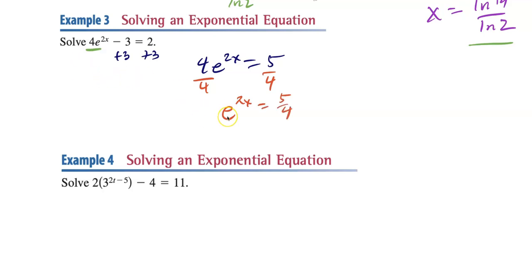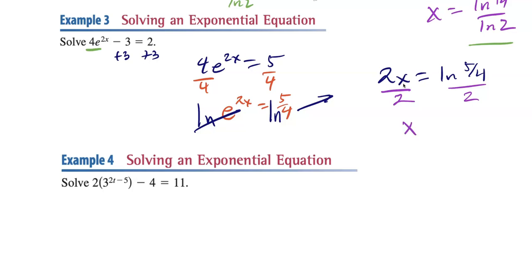The only way to get rid of e is you take the natural log of both sides. So you take the natural log of both sides. These cancel out. I'm left with 2x is equal to the natural log of 5/4. If you want, you can put that in your calculator as a decimal. I'm just going to leave it the way it is. And then we're going to solve for x, so we're just going to divide both sides by 2. So I get x equals natural log of 5/4 over 2.